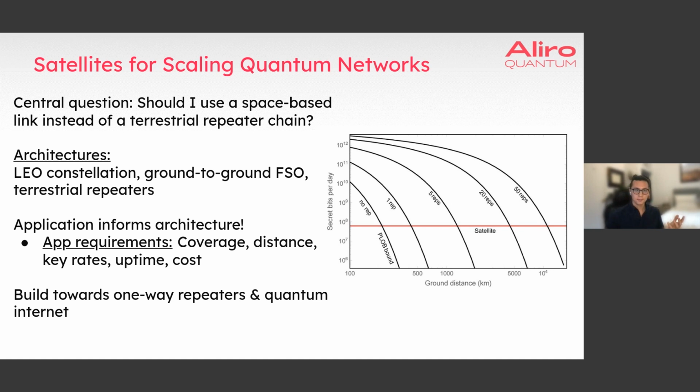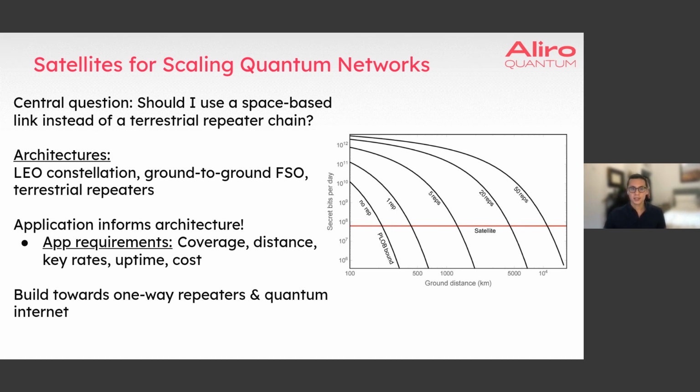There are different architectures we can consider. The one I showed a couple of slides ago was showing two downlink architectures where the satellites have the photon sources and they're sending them down to ground stations. You can imagine a constellation of these satellites in low Earth orbit where you have downlinks, but also links between satellites, so inter-satellite quantum communication, and also ground-to-ground free space optical communications where we just have telescopes on the ground communicating directly with a line of sight. And as I mentioned, the quantum internet will be a combination of both free space, space-based links, and terrestrial networks.